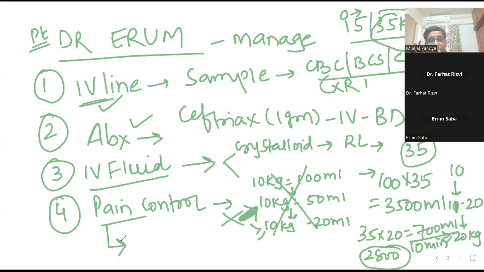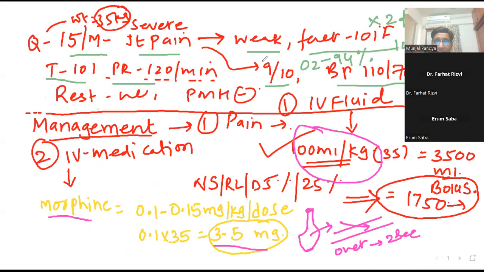Sir, for severe pain, I will go with the injection morphine. Yes, this is severe pain, no, doctor? The score is 9 out of 10, sir. We have written the score here as well. So it's a very severe pain, right? Yes, sir, written here, see, 9 out of 10. So it's a severe pain.